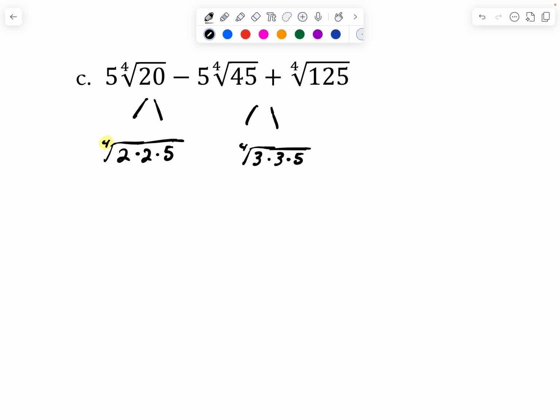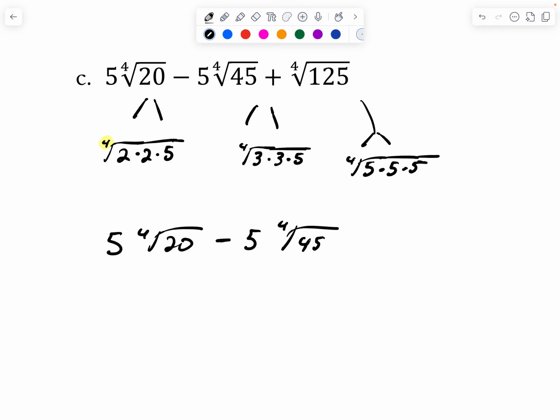I don't have 4 of a number. And same thing with 125. I don't have enough to take out, right? I'm going to do 125 over here. That's 5 times 5 times 5. There's 3 of them, but not 4. So actually, I can't break this down at all. And so because they don't have the same radicand, which is the number underneath the radical or inside the radical, you cannot put these together. You can't do anything with the stuff outside. All right, so this is actually fully simplified.